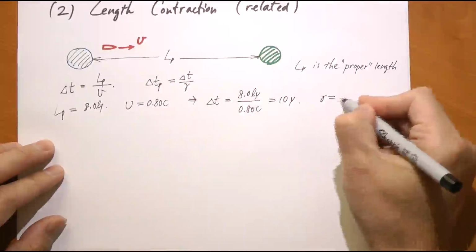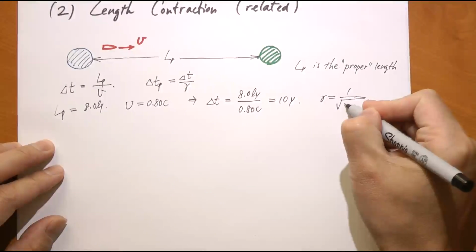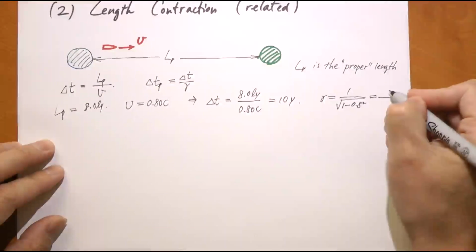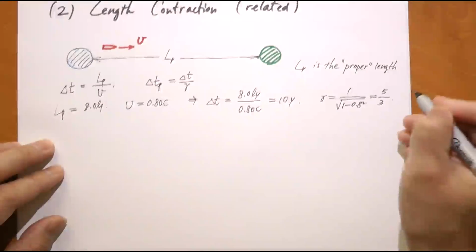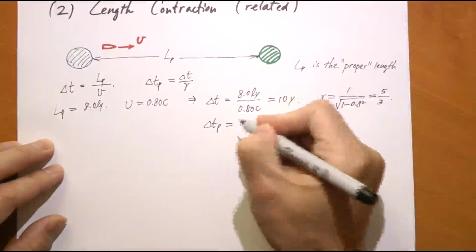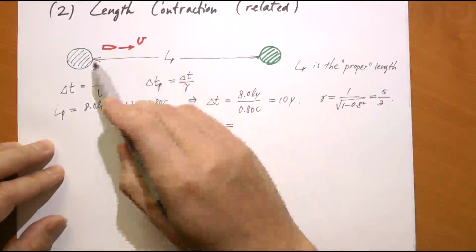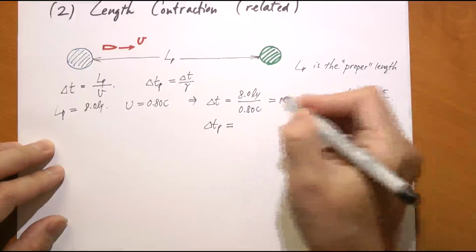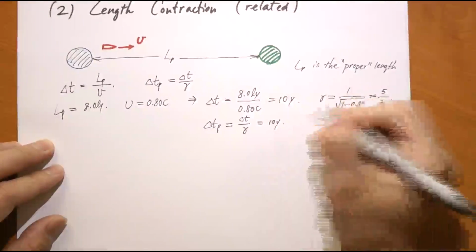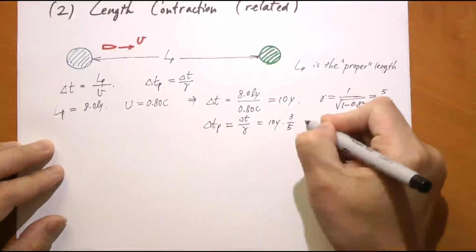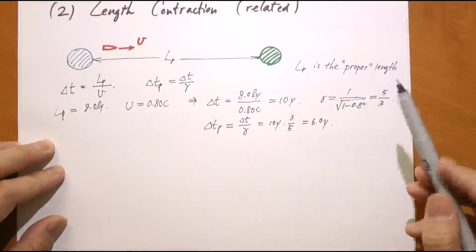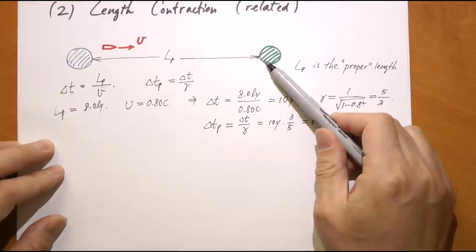Now, meanwhile, we can calculate gamma. Gamma is equal to 1 divided by the square root of 1 minus 0.8 squared, and we did that same example before, it's 5 over 3. And therefore, delta tp, the proper time interval, according to the astronaut, between this event and that event, is equal to delta t over gamma, and that is 10 years times 3 over 5, and that's 6 years. So according to the astronaut, it took him 6 years to go from the Earth to the planet.